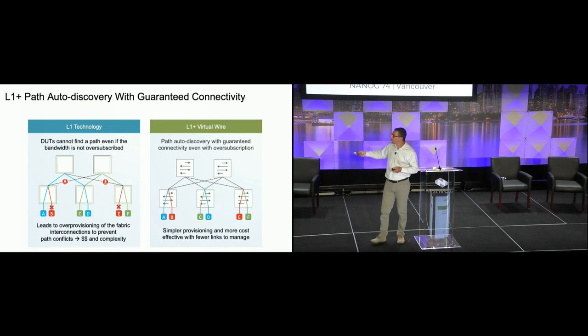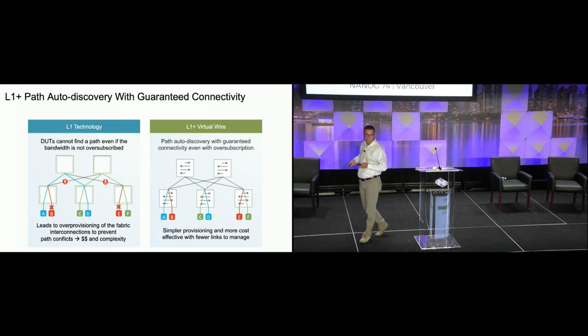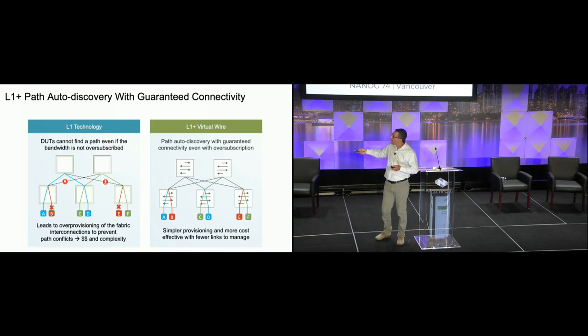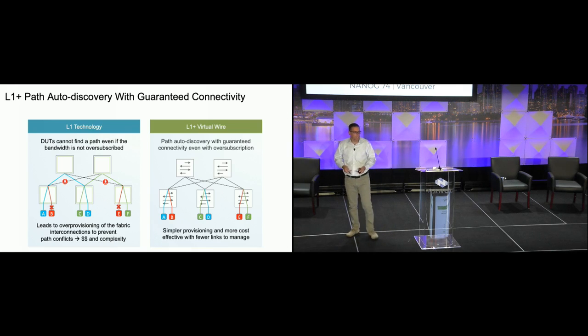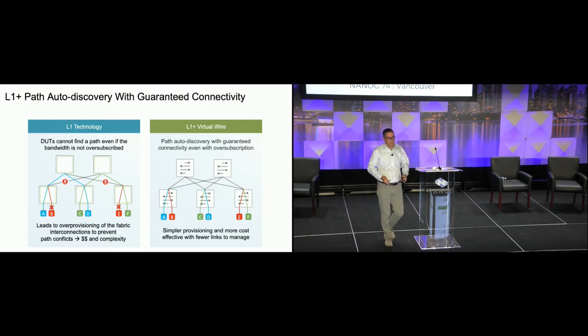Now, let me actually review the 4 advantages of this technology over a traditional layer 1 switch. This is what I call layer 1 path auto discovery with guaranteed connectivity. Here, let's say you bought a traditional layer 1 fabric, right? What you have here is 6 ports down, and then each device has also 2 uplinks. So this is actually non-blocking. Technically, in networking language, this is a non-blocking architecture because you have equal bandwidth leaving the switch as you have serving the devices under test or the edge ports.